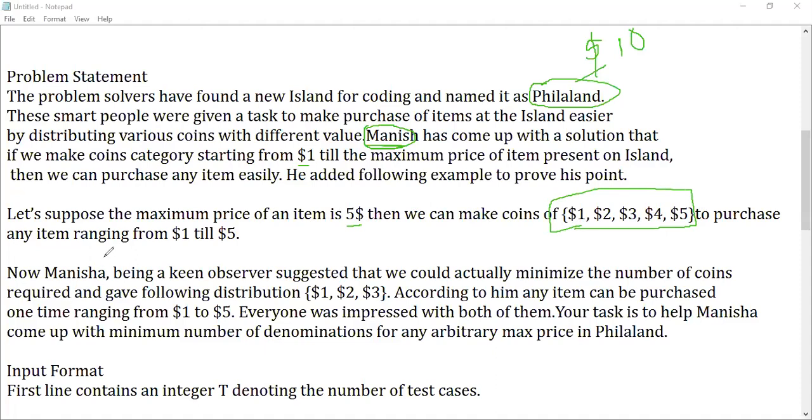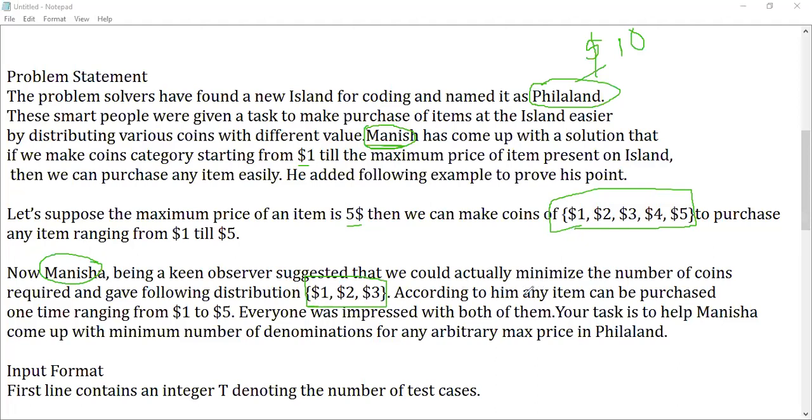And in the same way, a person called Manisha, being a keen observer, suggested that we could actually minimize the number of coins required and gave the following distribution. She is saying that if you want to purchase some item, it is sufficient to have $1, $2, $3 alone.